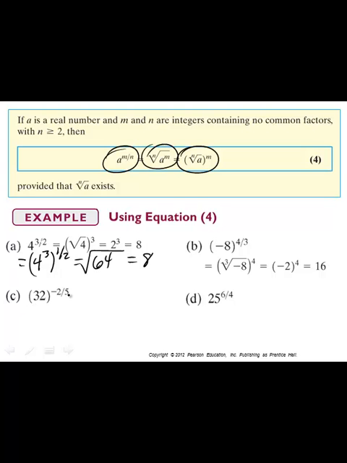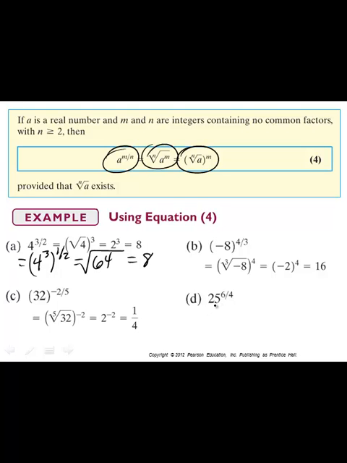Here for part C, we've got 32 raised to the -2/5 power. So you could either take the 5th power of 32 and raise that result to the -2 power, or you could take 32 raised to the -2 power and then take the 5th root of that. Either way. Say if it were me, I'd take the 5th root of 32, because I know that the 5th root of 32 is 2. And then we could take 2 raised to the -2 power, which is 1/4. Okay? Moving along here.